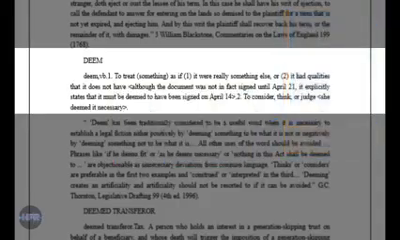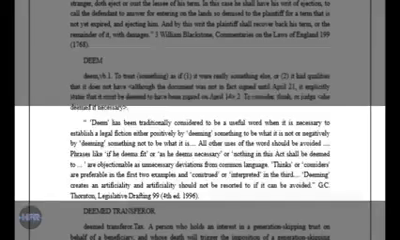This is deem, verb. To treat something as if, 1, it were really something else, or 2, it had qualities that it does not have. Although the document was not in fact signed until April 21st, it explicitly states that it must be deemed to have been signed on April 14th. Number 2, to consider, think, or judge. She deemed it necessary. And now we have some expert commentary that's going to shed some light and give you some deeper insights into the meaning of this word.